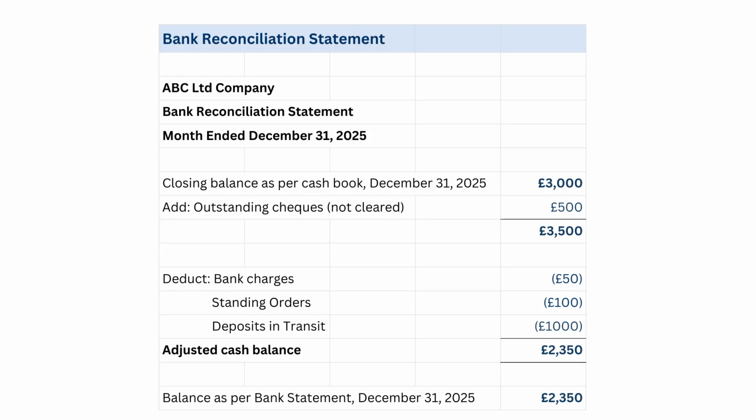Once those adjustments are made, both the cash book and the bank statement show the same adjusted balance, £2,350. That's the goal of reconciliation, to identify the differences, adjust for them, and end up with matching figures on both sides. The adjusted balances must always agree. If they don't, it means something is still missing or wrong.